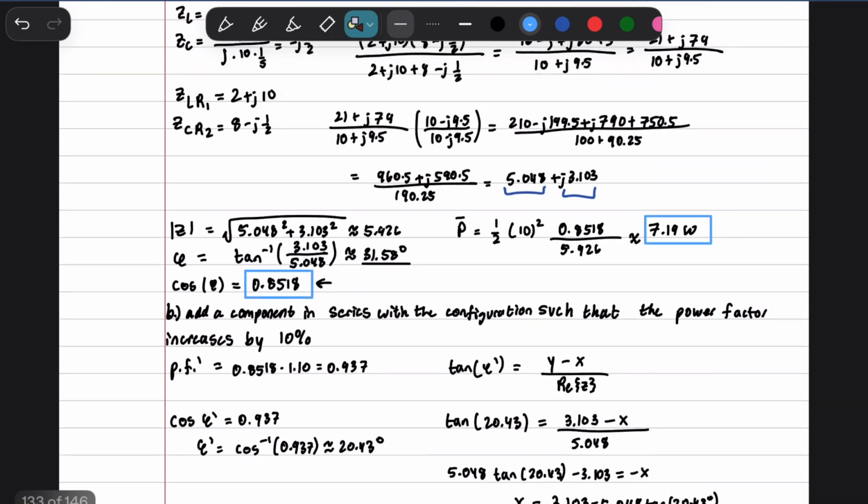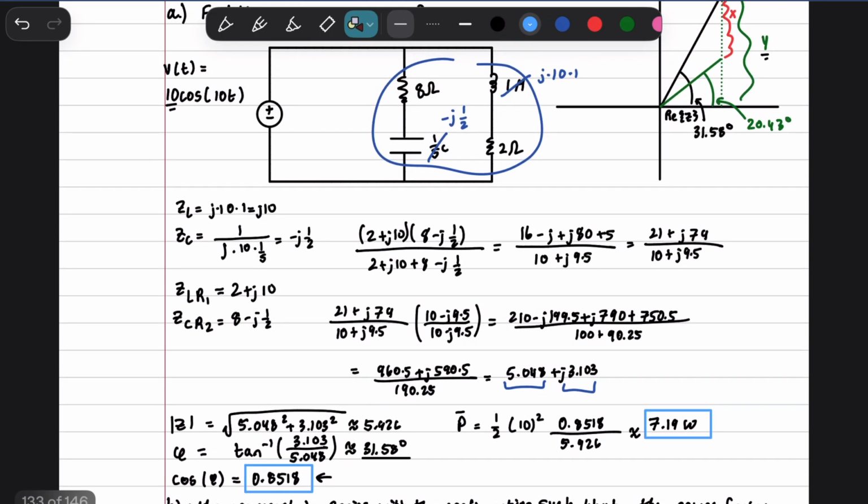So in this lesson, we used what we know about power factors so that we can figure out components that can make the power factor bigger, or we can change how we want the power factor to be by adding a specific device. All right.